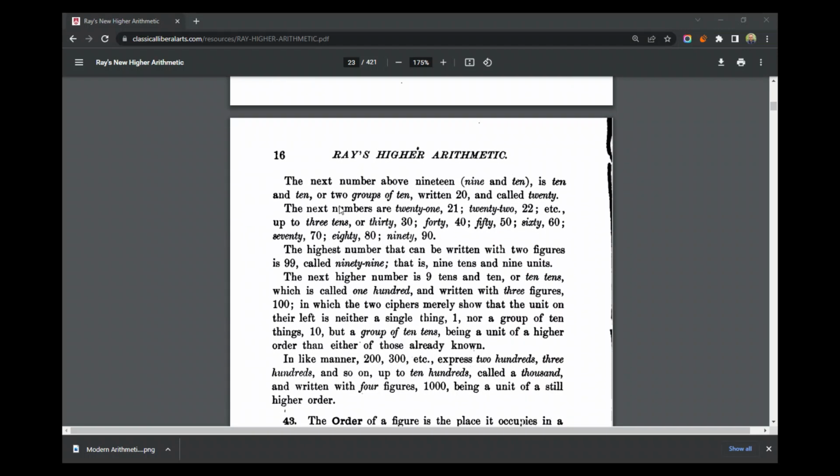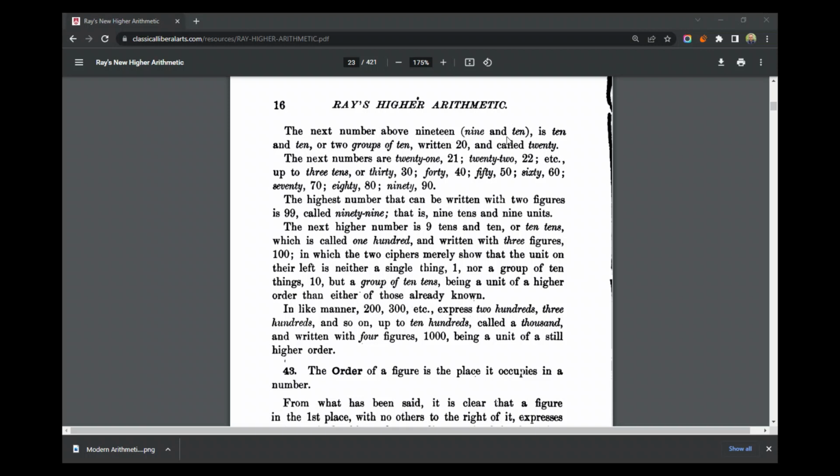Let's move on here. The next number above 19, which is 9 and 10, is 10 and 10, or 2 groups of 10, written 2, 0, and called 20. We can see that once we go above 19, we now have 2 full groups of 10. We write the 2 in the tens place, and there are no units left over. This is how we express the number 20, 1 greater than 19. The next numbers are then 21, 22, and so on, where we have 2 groups of 10 and increasing numbers of units to make up those numbers. We then move up to 3 tens, which is called 30, 4 tens, which is called 40, 5 tens, which is called 50, 6 tens, which is 60, 7 tens or 70, 8 tens or 80, and 9 tens or 90.